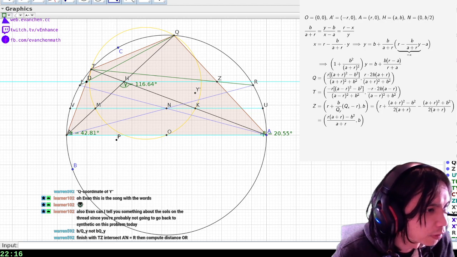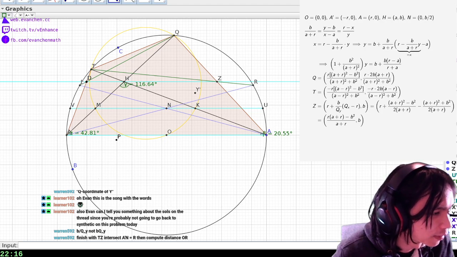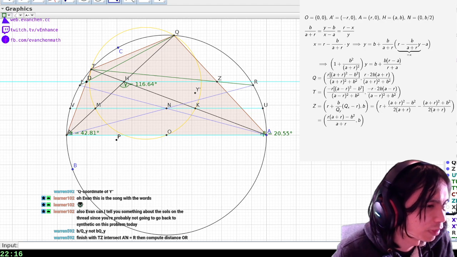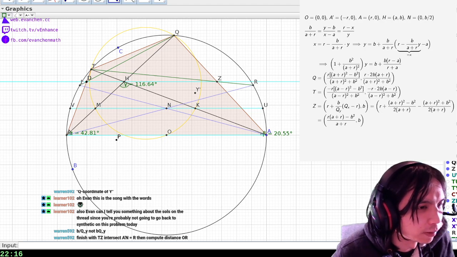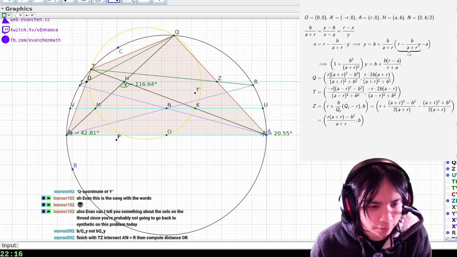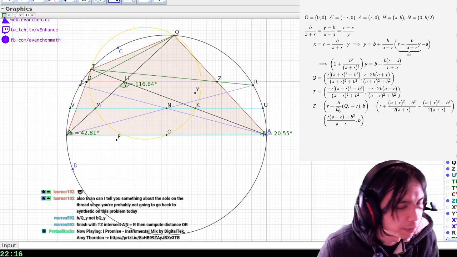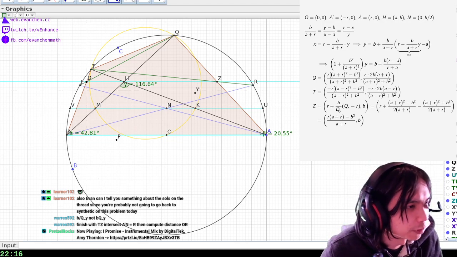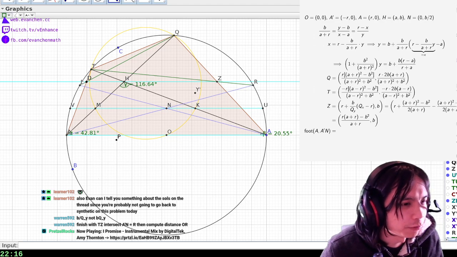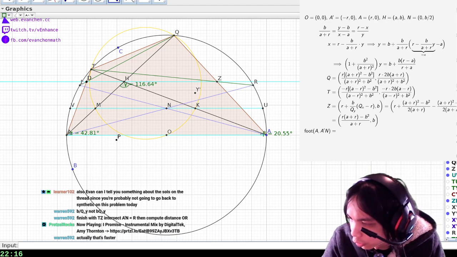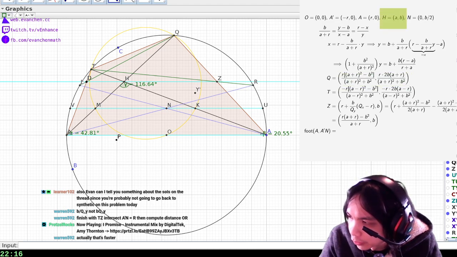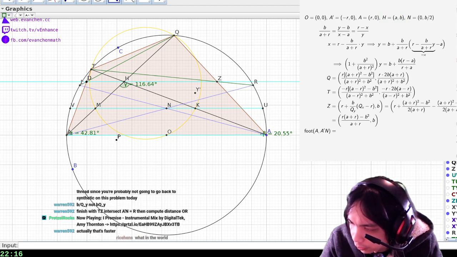Compute distance QR or OR. Oh, you want to compute distance OR. TZ intersect A prime N. Oh, I wasn't going to do that. I was going to drop the foot from A to A prime N is equal to something, right? What I can do is use this formula I had to compute Q, for a random point H equals a comma b. So I can reuse the same formula except with a equals 0 and b divided by 2.